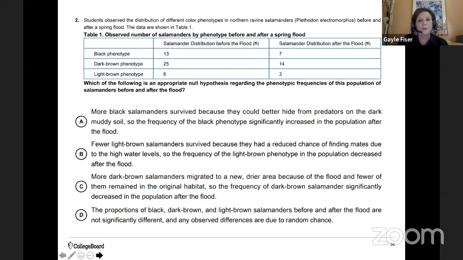C, more dark brown salamanders migrated to a new, drier area because of the flood, and fewer of them remained in their original habitat, so the frequency of the dark brown salamander significantly decreased in the population after the flood. And D, the proportions of black, dark brown, light brown salamanders before and after the flood are not significantly different, and any observed differences are due to random chance. Okay, I'll give you 15 seconds.